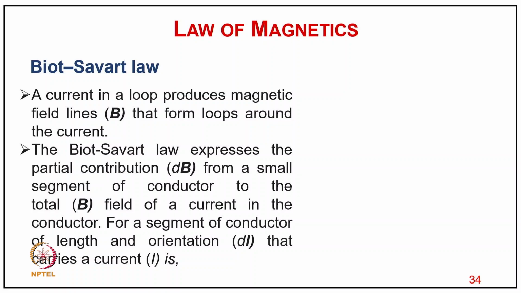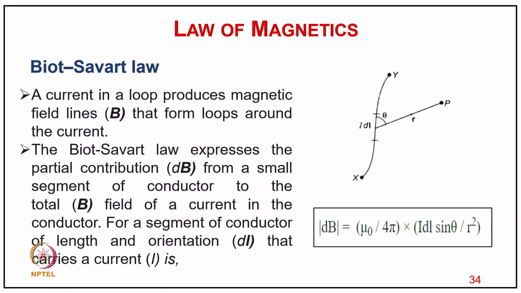The Biot-Savart law expresses the partial contribution, delta B, from a small segment of conductor to the total B field of the current in the conductor, for a segment of conductor of given length and orientation that carries a current: delta B is mu 0 divided by 4 pi, into I dL into sin theta upon R square. So that's a small incremental field.